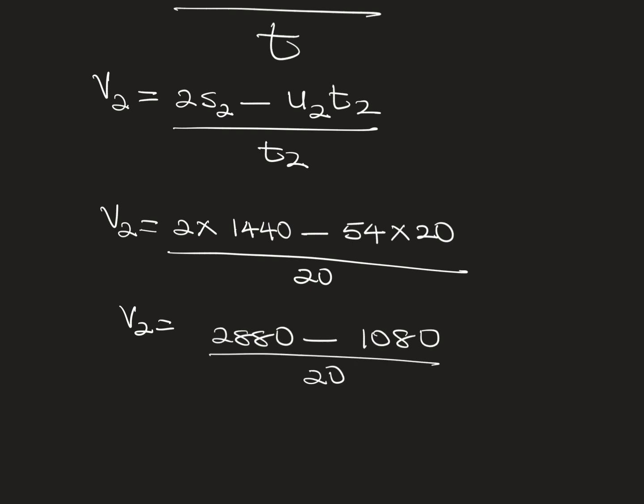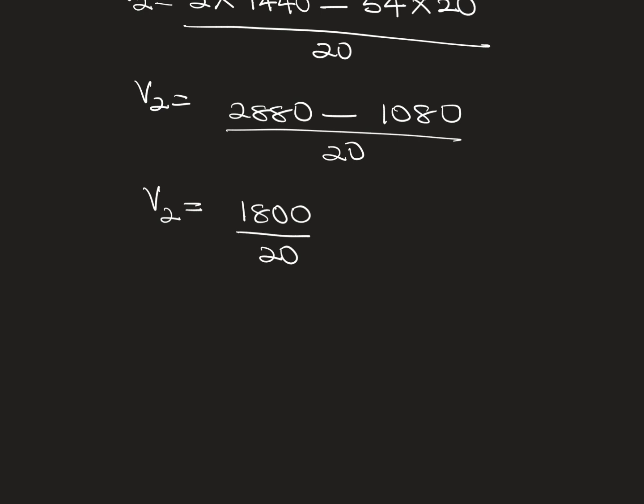So V2 is equal to 2880 minus 1080, which gives 1800. Then we divide that by 20. Therefore, V2 is equal to 90 meters per second. So that is the final velocity of the body at the end of the second interval.